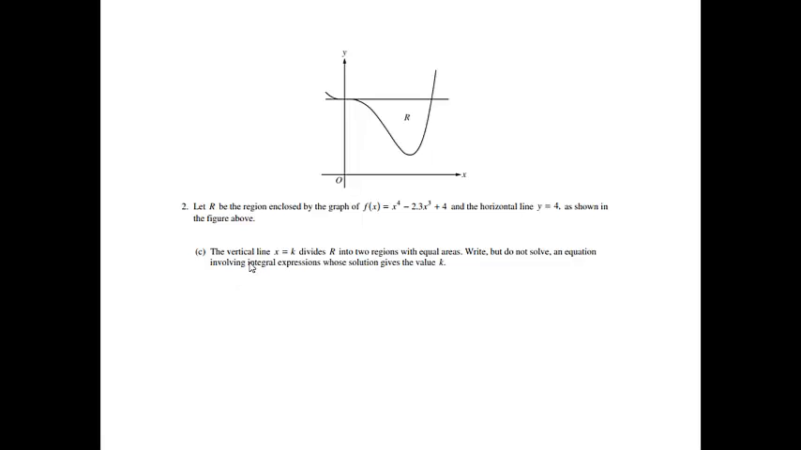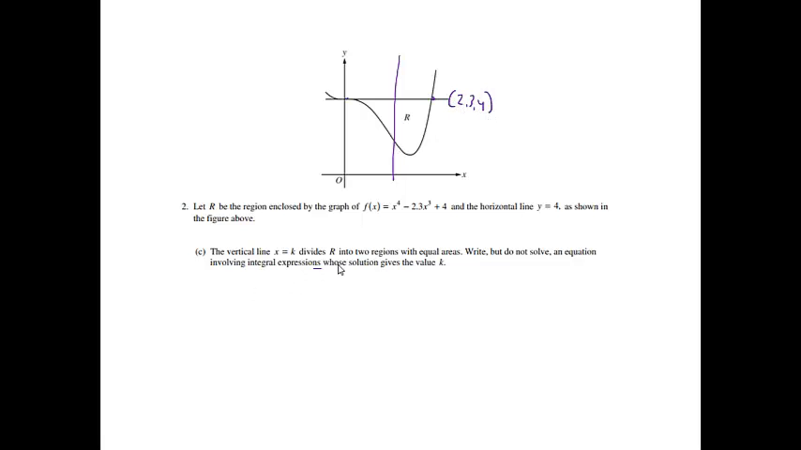Okay, part C. The vertical line x equals k divides R into 2 regions with equal areas. Write, but do not solve, an equation involving integral expressions whose solution gives the value of k. So we're finding some sort of vertical line, x equals k, that's going to separate this into 2 regions of equal area. Okay, we know the entire region goes from 0 to 2.3.